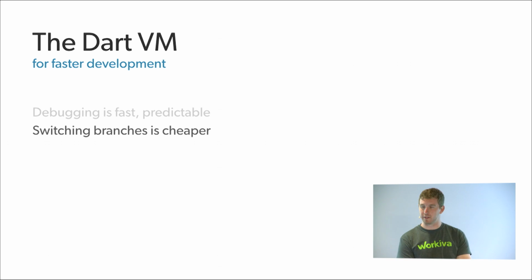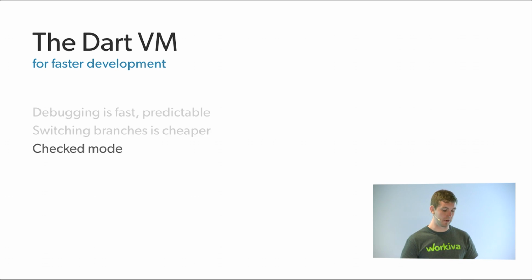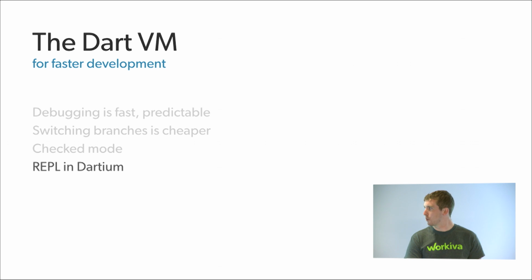I'll talk a little bit about this on the next slide, but switching branches is really important to us because we review code, and keeping a pub server running and switching branches is a great developer experience. Checked mode is also really nice for us. Being able to put asserts in our code and have those type checks makes you understand the bugs much quicker.